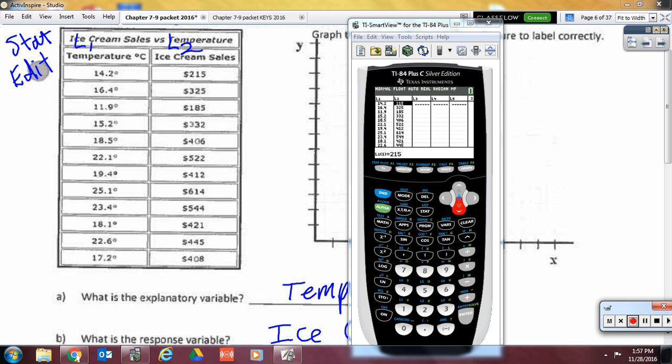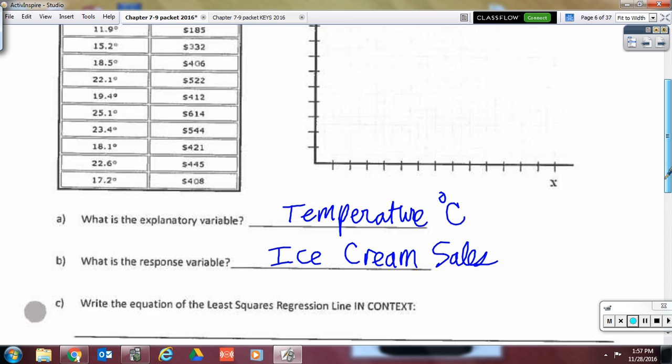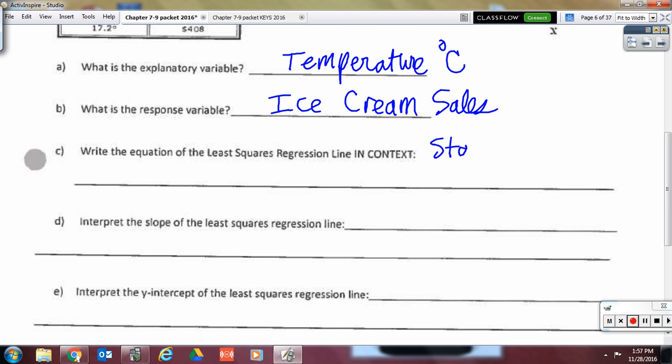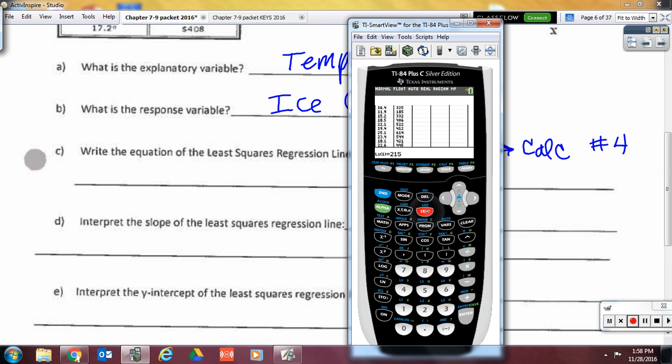In order to get the equation of the line, your steps are to go stat, over to calc, and then number 4, which is linear regression. Here's how that looks on your calculator. I'm going to go stat, arrow to the calc. Number 4 is linear regression. And then you hit enter. Now you may or may not have the r value or the r squared value showing up. We're going to address those another day.